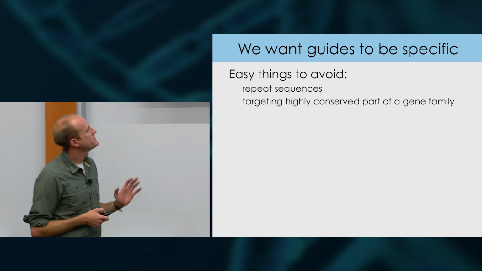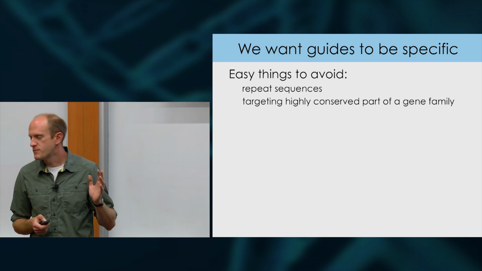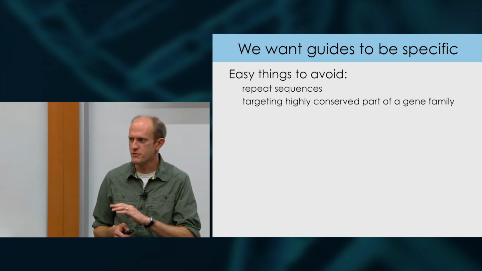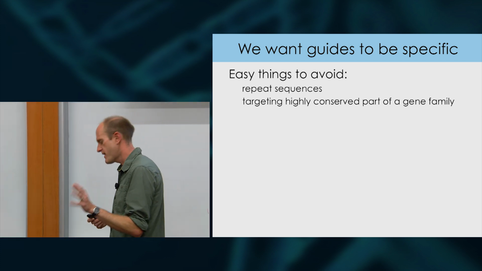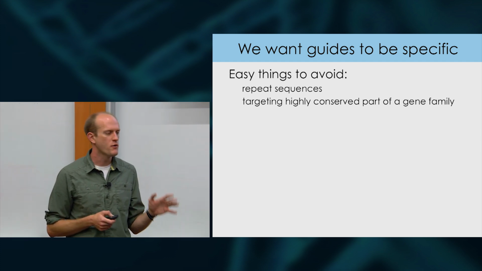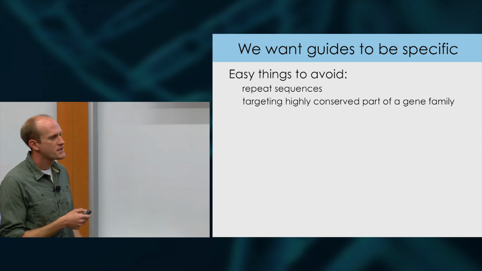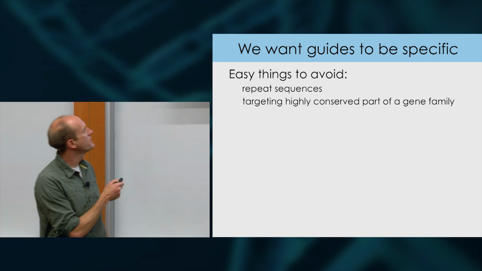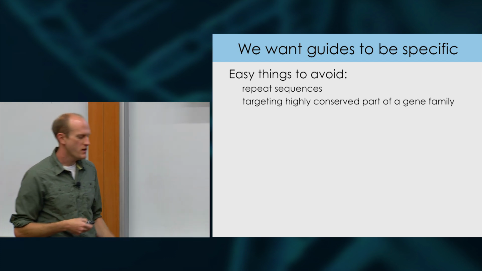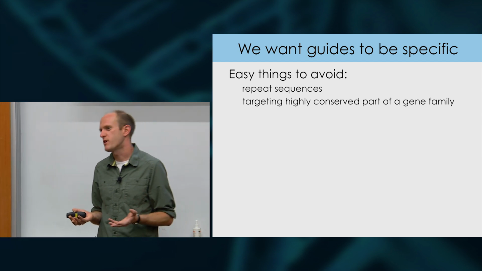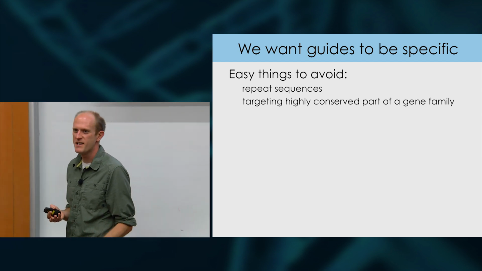OK, so moving on to specificity. So of course, we want guides to be really highly active. But if they're really highly active and they chop the genome into 1,000 pieces because they also cut in 1,000 other places, that's not going to be super useful for our experiment. So how do we know whether or not a guide is going to be specific? So just like with activity, there are some really easy things to avoid. Number one is repeat sequences. So if you have a SINE or a LINE element or something like that, you probably don't want to put a guide in that. That's not going to be a good time.